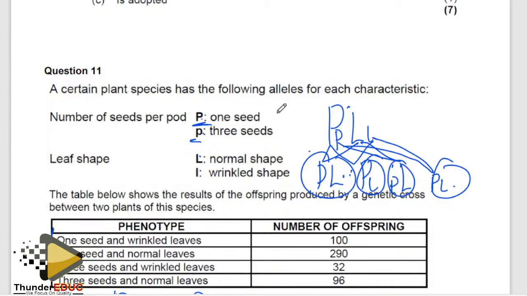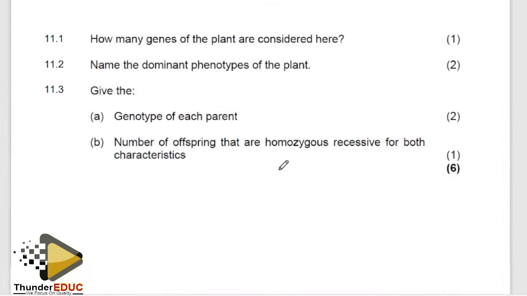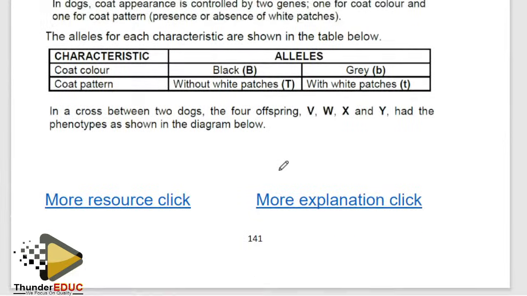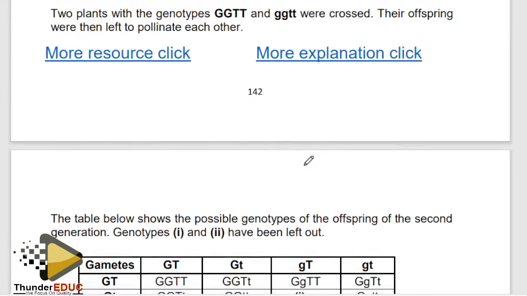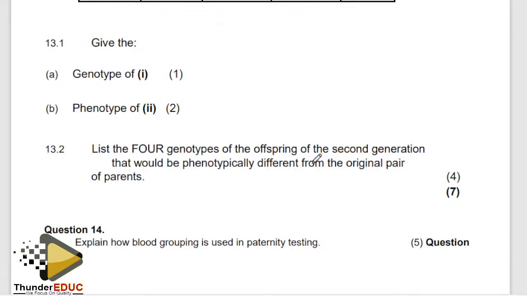Depending on what you see here, it's 1, 2, 3, 4. But there are 2 genes: genes for the number of seeds per pod and the shape of the leaf. So guys, the dihybrid is simple. Just make sure that you do it. It's the same thing here. No one is going to ask you to cross.